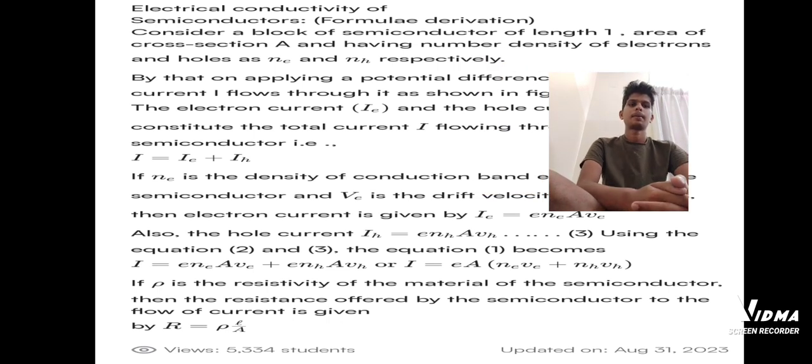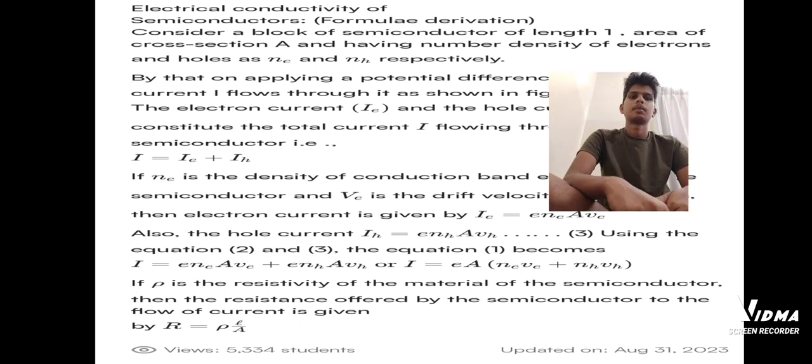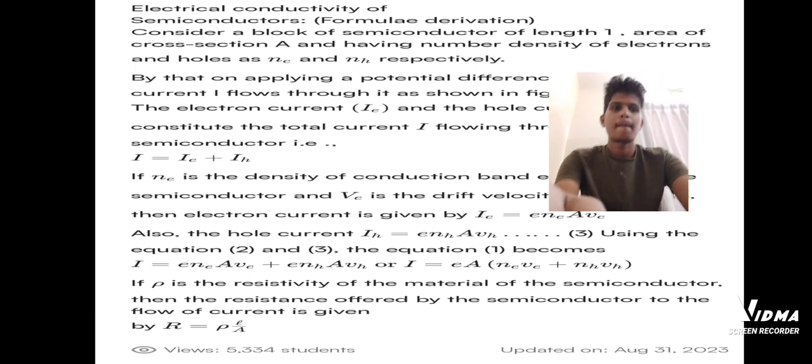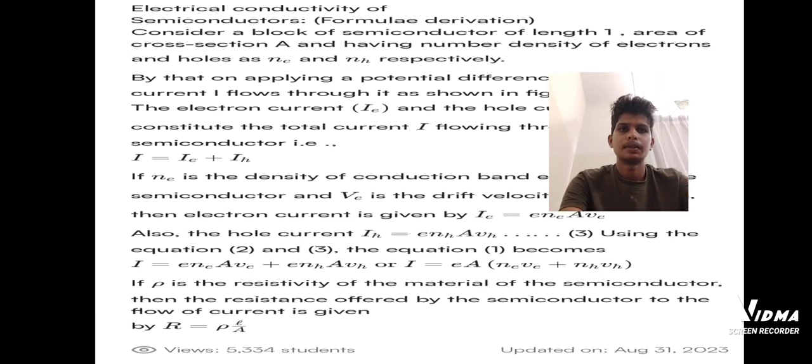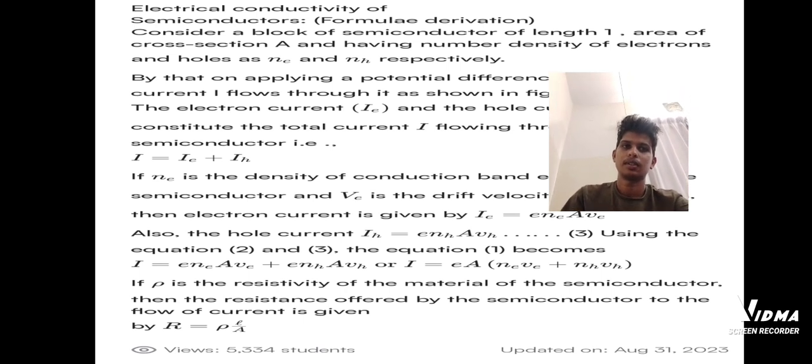Formula derivation. Consider a block of semiconductor of length L and cross-sectional area A, having number densities of electrons and holes Ne and Nh, with current flowing through it as shown in the figure. The total current flowing through the semiconductor is I equal to IE plus IH, the electron current plus the hole current.